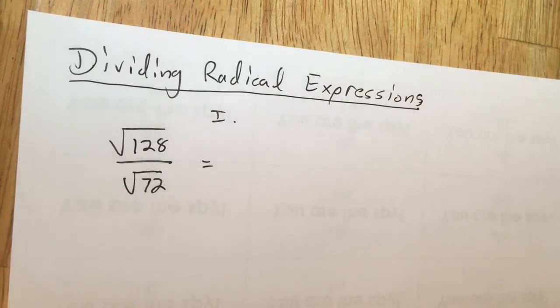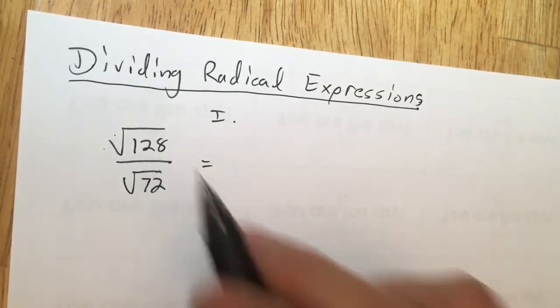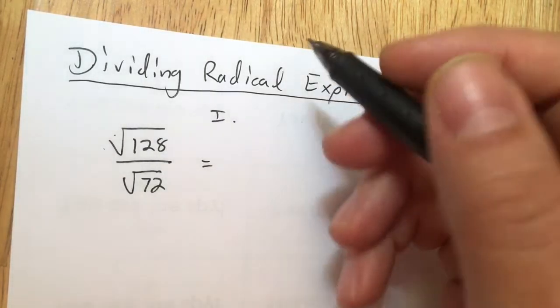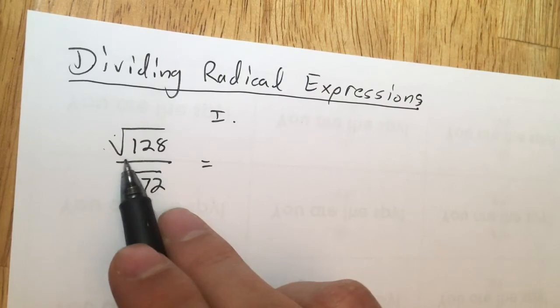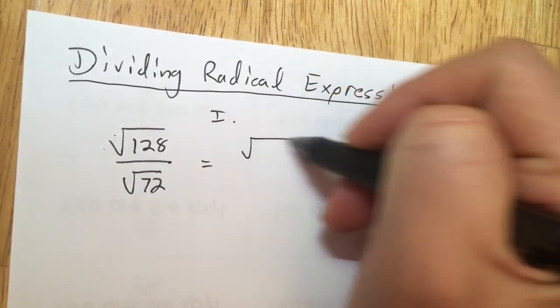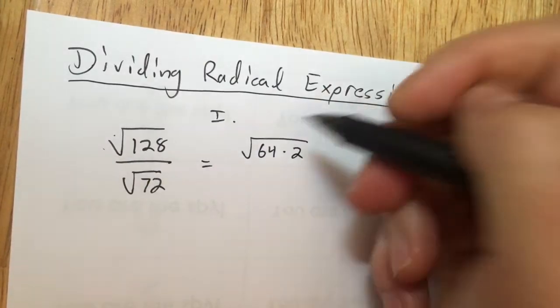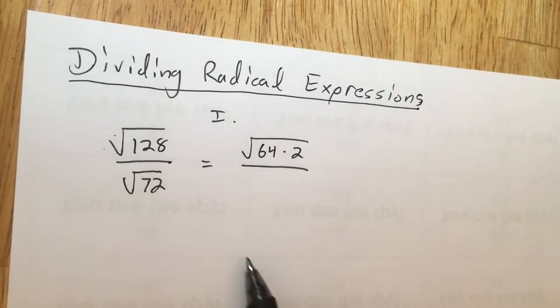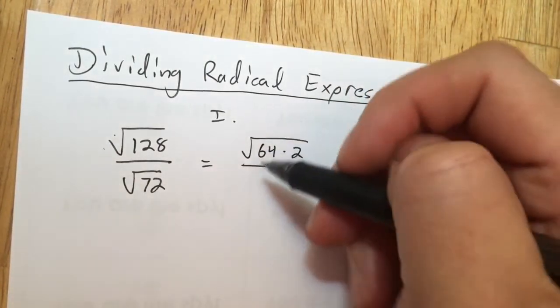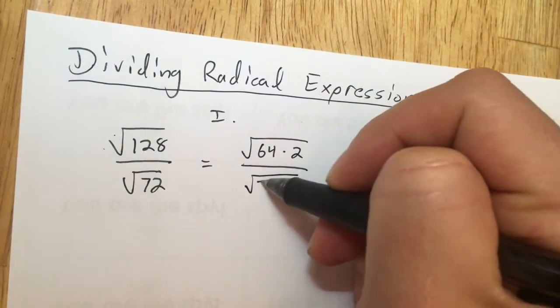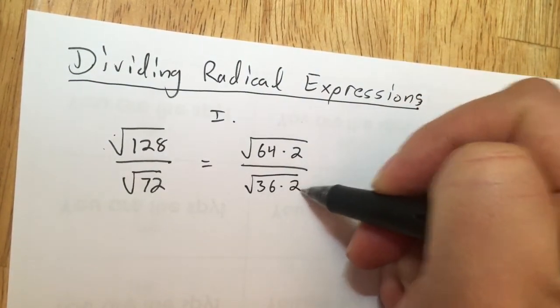simplify root 128. If you want to simplify a root, in the case of a square root, you find the largest perfect square factor. In this case, it's 64. So I would write this as root 64 times 2. 64 times 2 is 128. Same thing for root 72. I would factor out a 36 because that's a perfect square.